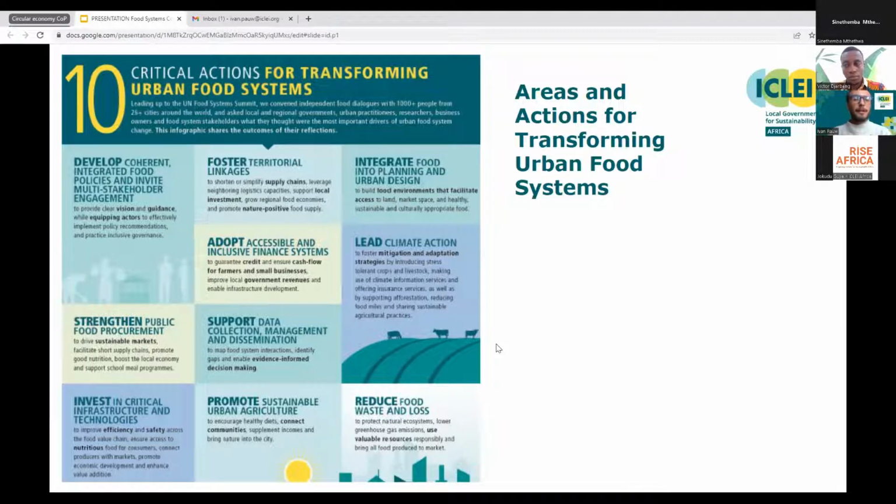When taking a closer look at these 10 critical actions, many of these have the potential to improve the circular economy of food. These include fostering territorial linkages, investing in critical infrastructure and technologies, and leading climate action, and then, of course, straight to the point, reducing food waste and food loss.